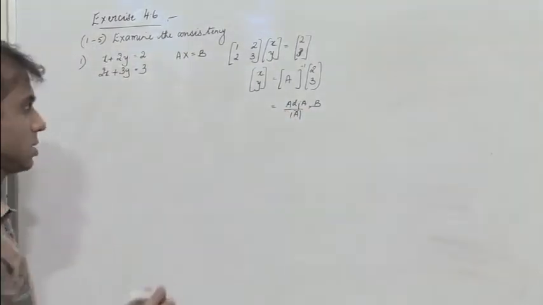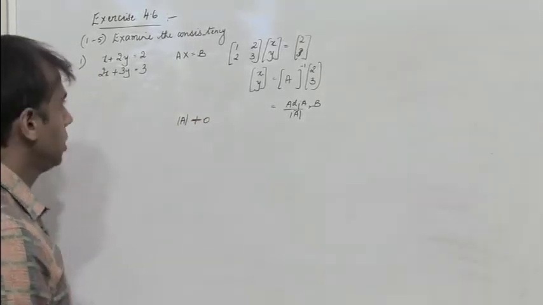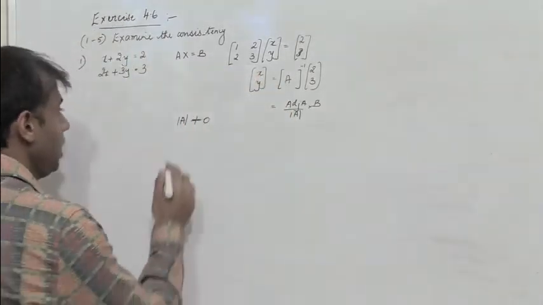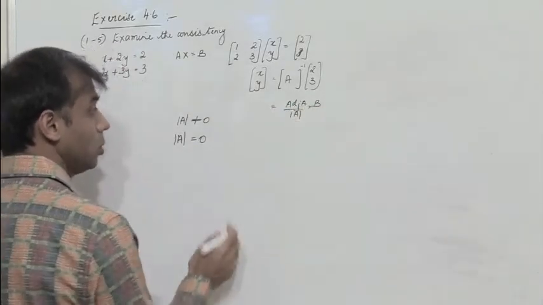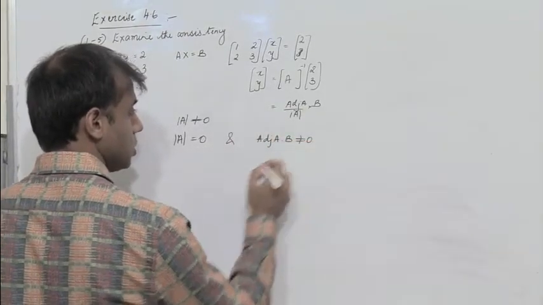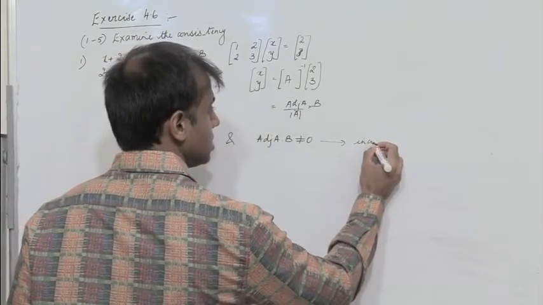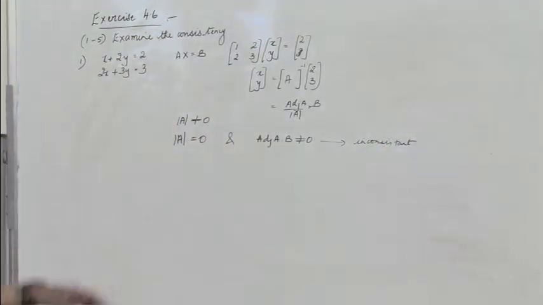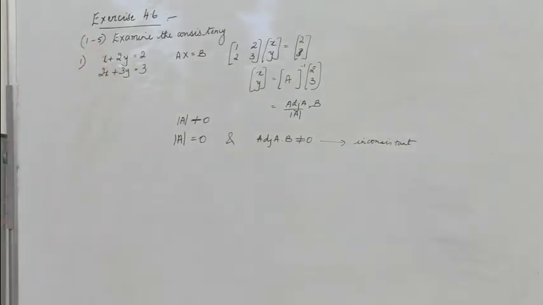Now for the system to be consistent, the value of determinant A should not be equal to 0. If this is not equal to 0, then we can say that the equations are consistent, right? But if determinant A is equal to 0, then I get adjoint A into B divided by 0, and if adjoint A into B is not equal to 0, right? So for these two conditions, then of course the system is inconsistent. So what do you mean by inconsistent? That means there is no solution. There are no values of x and y which satisfy the given set of equations, right?